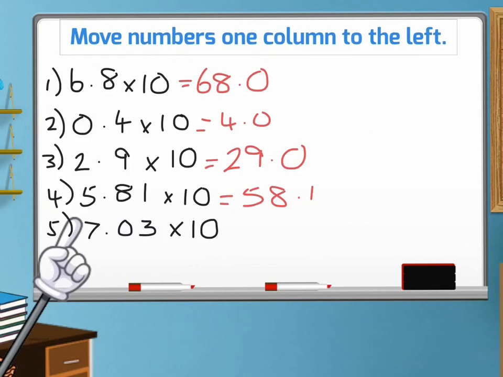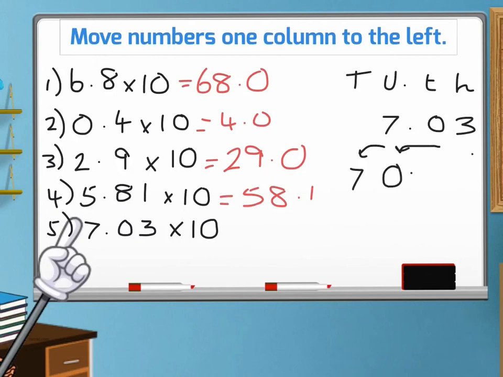Now the last example we're going to do together is the same as the one previous. It has a hundredths column. So I'm going to put my tens, my units, my tenths, and my hundredths. Remember, it's very important to keep your T and your H small for tenths and hundredths. They are different columns to the tens and the hundreds. 7.03, decimal point. All the numbers move across one column to the left. 7 goes into the tens column. The 0 goes from the tenths to the units. 3 goes from the hundredths to the tenths. So my answer to 7.03 times 10 equals 70.3.